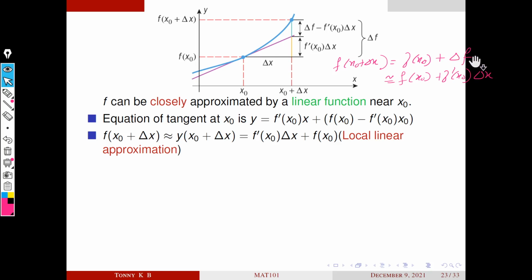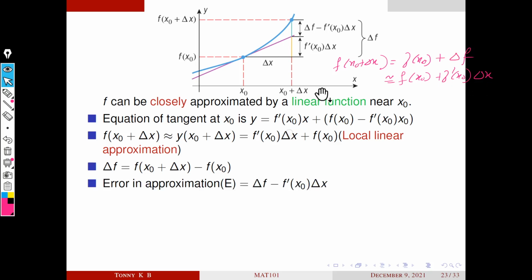And what is delta f? Delta f is the corresponding change in f. That means f of x naught plus delta x minus f of x naught. Clear? So delta f is the actual change in the function. And now we approximate this delta f using f dash of x naught into delta x. Clear?